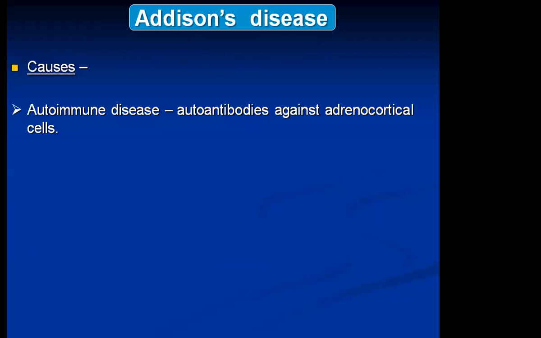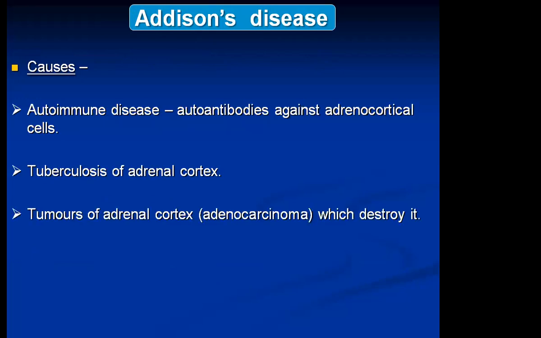Number one, autoimmune disease. There are certain autoantibodies against the adrenocortical cells itself. This can lead to Addison's disease. There can be tuberculosis of the adrenal cortex. There can be tumors of the adrenal cortex. Now, in Cushing syndrome, we had seen that there was one tumor, that is adrenal adenoma, which was actually increasing the secretion of cortisol. However, there are certain tumors like adenocarcinoma which actually destroy the adrenal cortex itself, leading to Addison's disease.